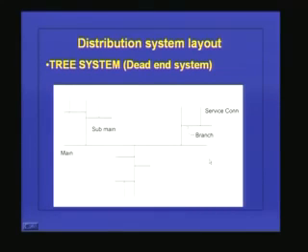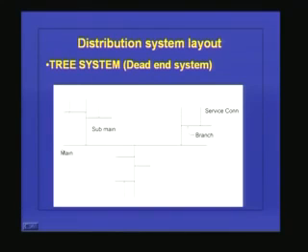The other important thing about the distribution systems is the layout. The layout of a distribution system is very, very important in ensuring reliable water supply and also for designing a very economical system. There are 4 typical layouts that we adopt for distribution systems, and the first one is a tree system or a dead end system.